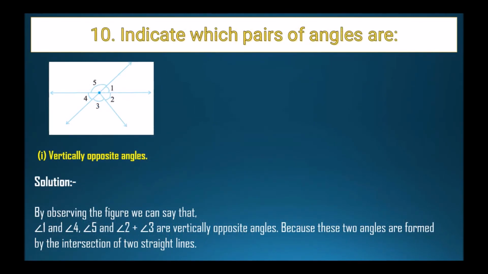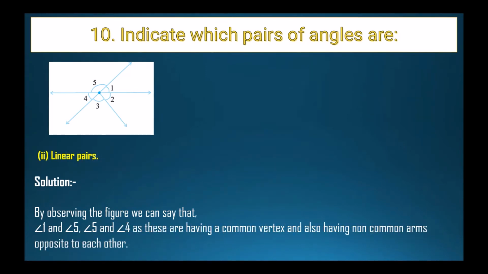Next, vertically opposite angles. So, angle 1 and angle 4 are vertically opposite. Angle 5 and angle 2 are vertically opposite, plus angle 2 and angle 3 are vertically opposite angles because these two angles are formed by the intersection of two straight lines. Linear pair: angle 1 and angle 5, and angle 4, as these have a common vertex and also have common arms opposite to each other.